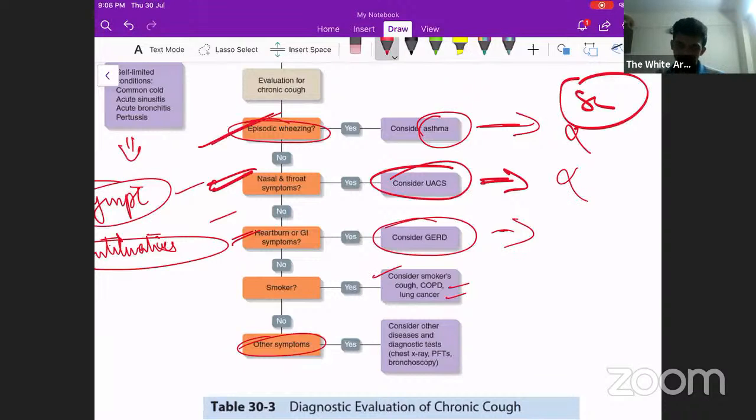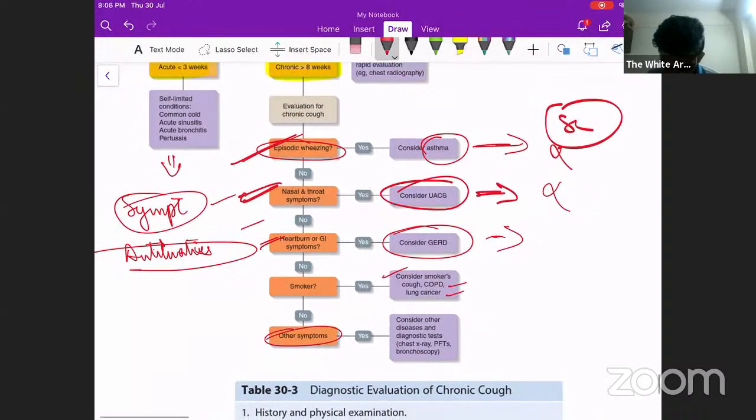Like that, if vasculitis was on top of our mind, we could have gone ahead and done ANCA, correct? Depending on the symptoms, we'll go and evaluate. But these are the common things, and these are the common things which you'll do.